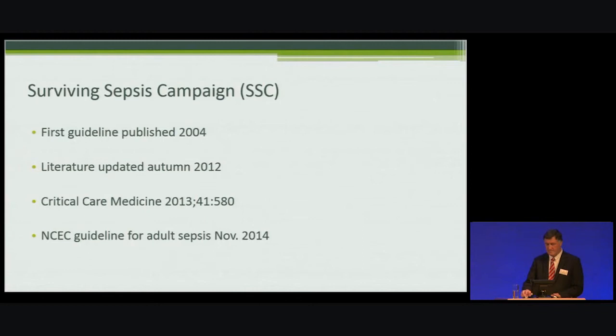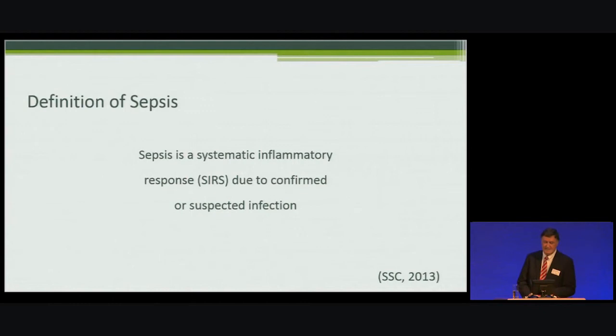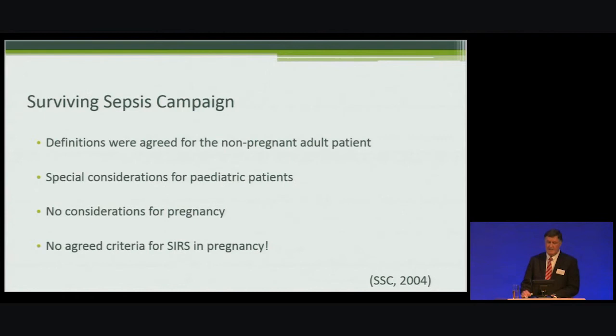Sepsis has been defined as a systemic inflammatory response due to confirmed or suspected infection. When you look at the 100-page document produced by the Surviving Sepsis Campaign, there are definitions that have been agreed for sepsis, severe sepsis, and septic shock. There are about 20 pages that give special consideration to pediatric patients because of the physiological changes that occur in children. Interestingly, no consideration has been given in the document to pregnancy, and there are no agreed criteria for SIRS in pregnancy.